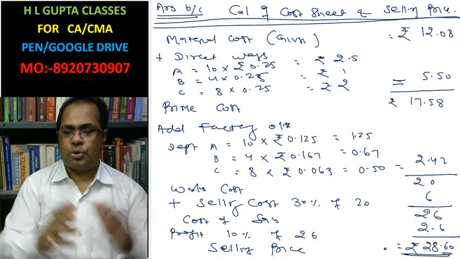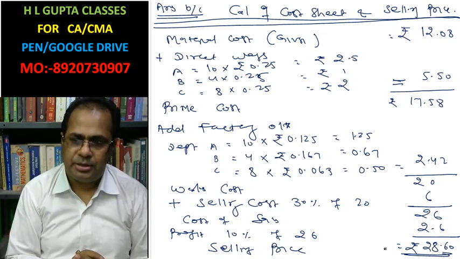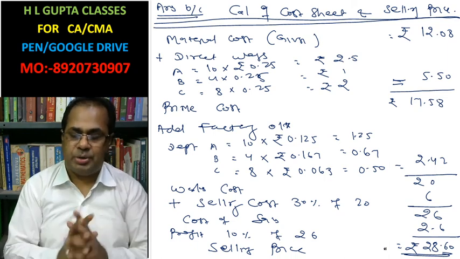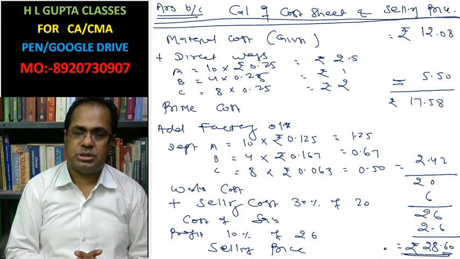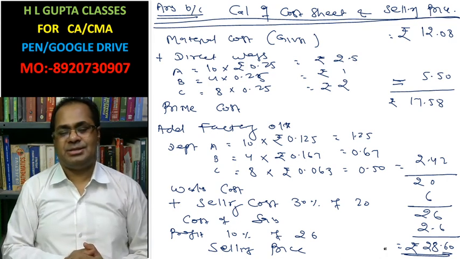This is one of the good questions. First you had to calculate the factory overhead rate and selling overhead cost on the basis of work cost, and then you have to make the cost sheet and selling price.